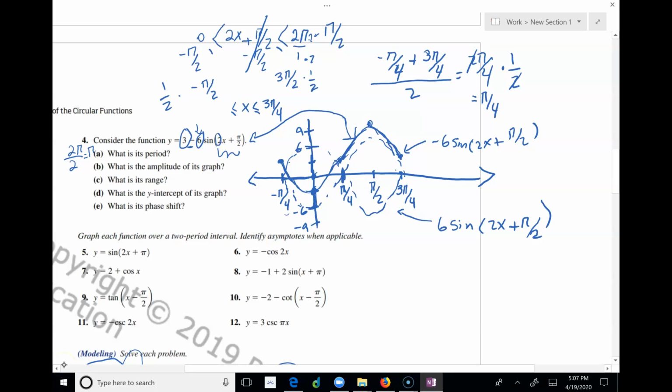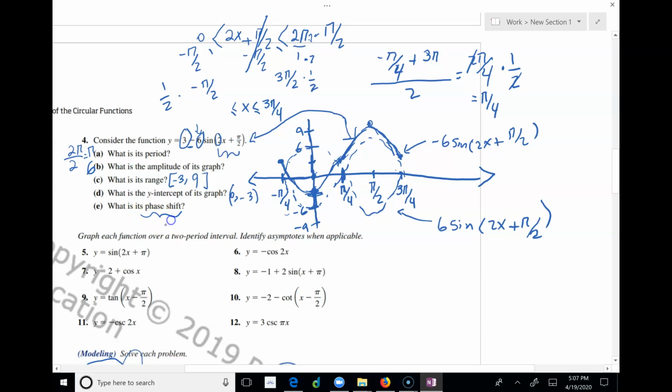So amplitude is 6. What is the range? Range is from the lowest, which is -3, going to the highest, that is 9. What is the y-intercept? It's crossing y-intercept at -3. So when x is 0, y is -3.